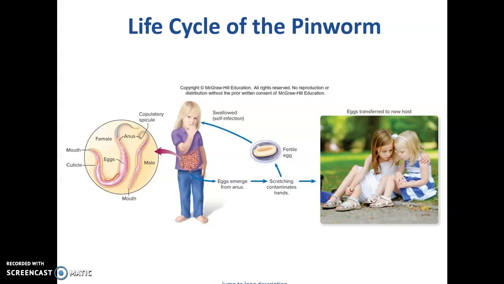So you can see a lot of times, you may have heard of a child having a pinworm infection. It's very easy to kind of transfer.